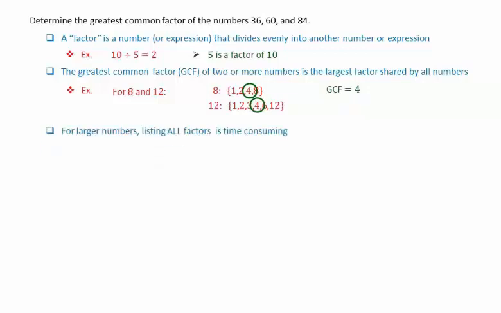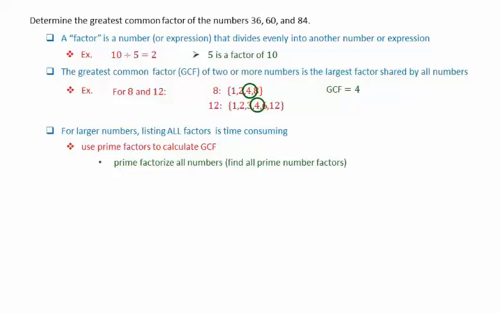For larger numbers, listing all of the factors is very time-consuming. In this case, it's much easier to use prime factors to calculate the greatest common factor. We simply prime factorize all numbers. Basically, this means find all of the prime number factors. To do this, we can use a factor tree.